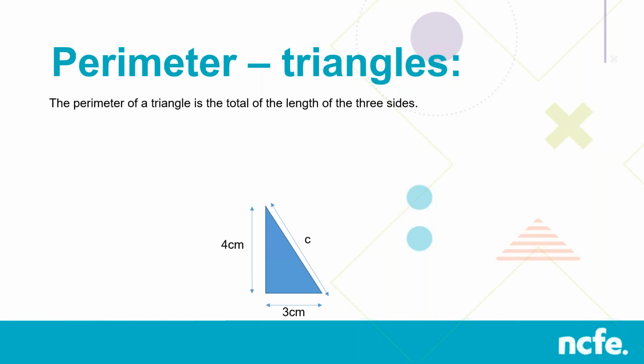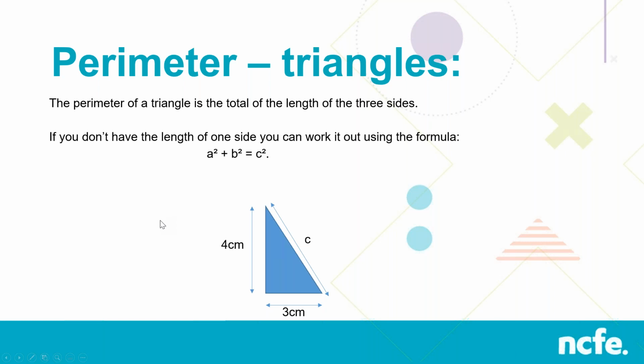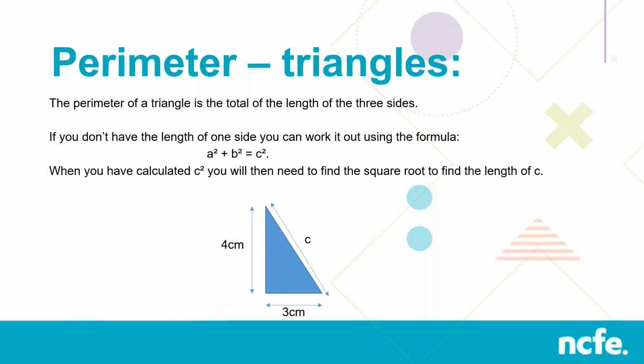To calculate the perimeter of a triangle, again, you simply add together the length of all 3 sides. This can be tricky if you're only given the length of 2 sides. If you don't have the length of one side, you can work it out using the formula a squared plus b squared equals c squared, with c being the length of the hypotenuse. When you've calculated c squared, you'll then need to find the square root to find the length of c.